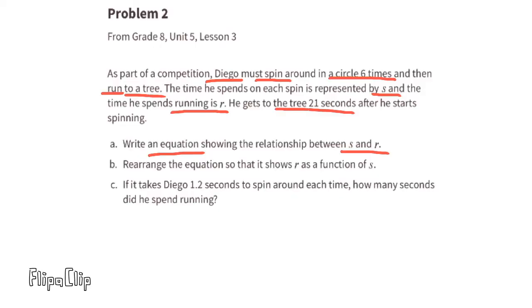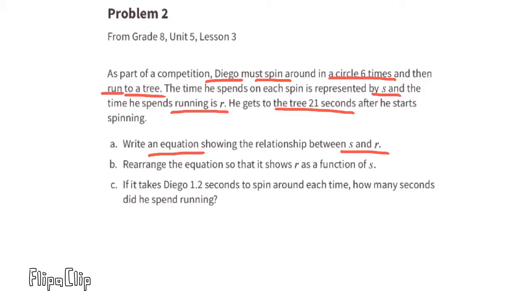Problem number 2, from 8th grade, Unit 5, Lesson 3. As part of a competition, Diego must spin around in a circle 6 times and then run to a tree. The time he spends on each spin is represented by S, and the time he spends running is R. He gets to the tree in 21 seconds after he starts spinning.